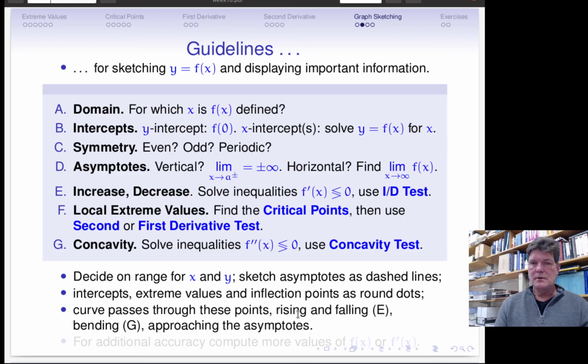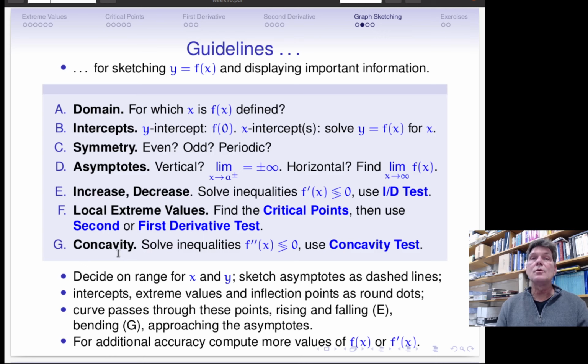And then the curve that one wants to draw passes through these points, rising and falling according to the increasing, decreasing intervals established in point E here, and bending upwards or downwards according to the concavity established as point G here. If additional accuracy is needed, one can always compute more values of f or the derivative. Let's see this in practice.